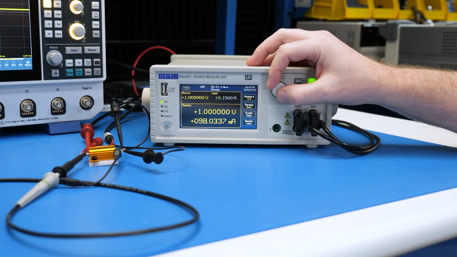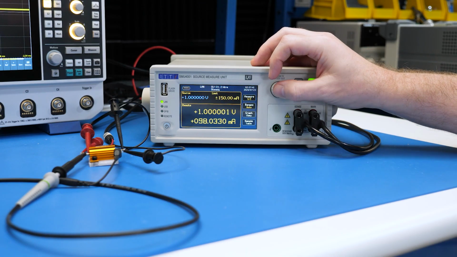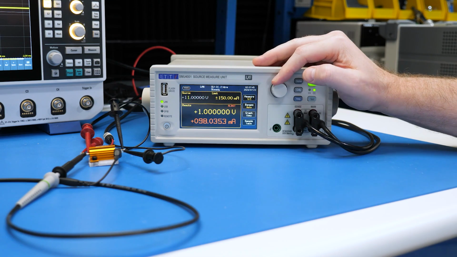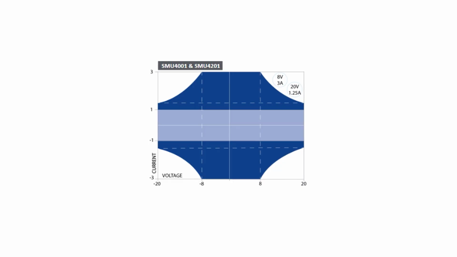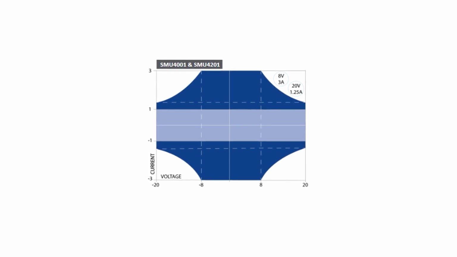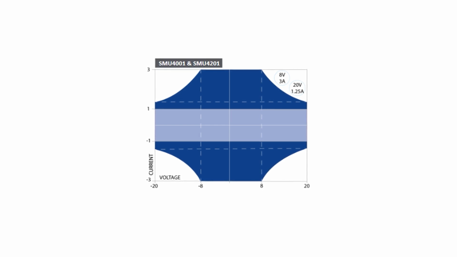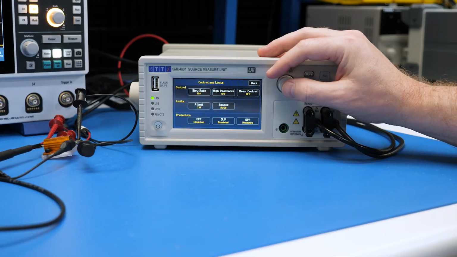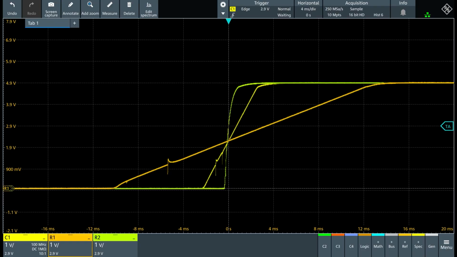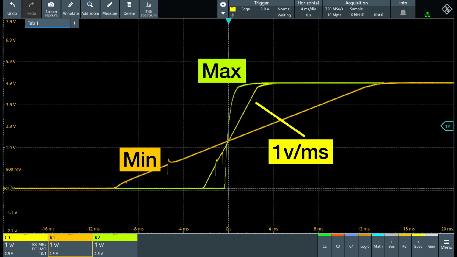The SMU4001 can source up to 25 watts with a limit of 3.15 amps or plus or minus 21 volts. The source is capable of achieving full output power across most of its voltage range. For example, you get 3 amps at 8 volts or 1.25 amps at 20 volts. The output also has an adjustable slew rate. This scope shot is the minimum and maximum along with an arbitrary 1 volt per millisecond setting.